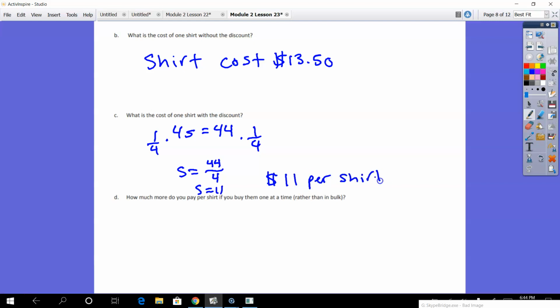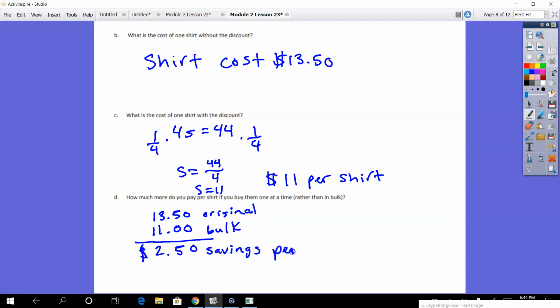With the discount. How much more do you pay per shirt if you buy them one at a time rather than in bulk? So we have to have part B and C to do this. So it was $13.50 originally. It's $11 when it's on discount. So this is original, this is in bulk. So $2.50 savings per shirt.